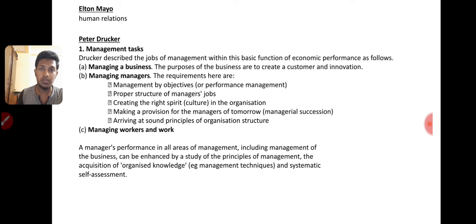Management task and management process. The management task says what responsibilities they have, right? Managing a business, first of all, they have to manage the business. They are managing a manager. So we are talking about management. I will show you how this management is structured in the organization, and after that you will understand.